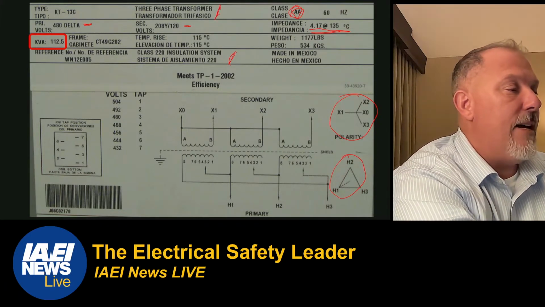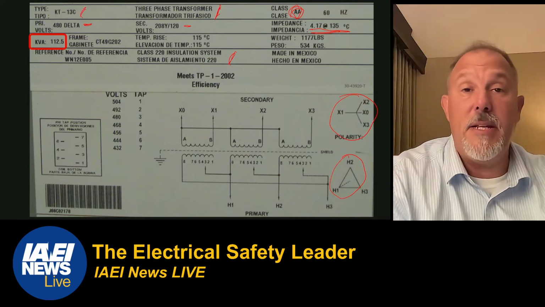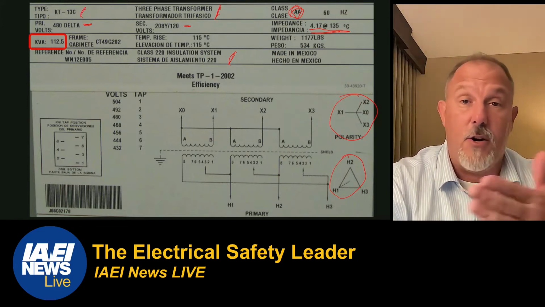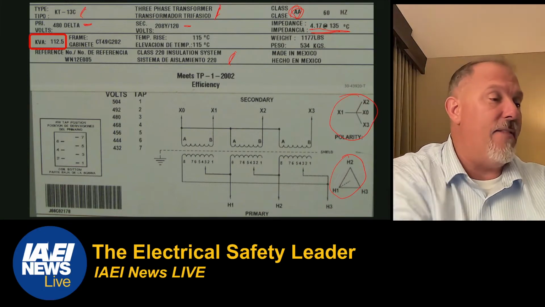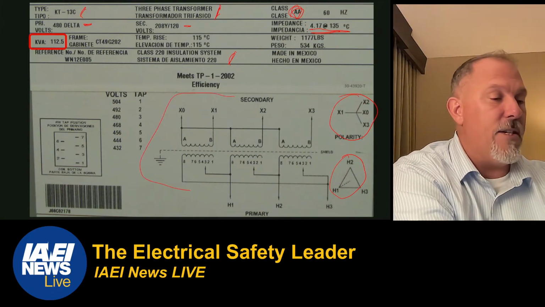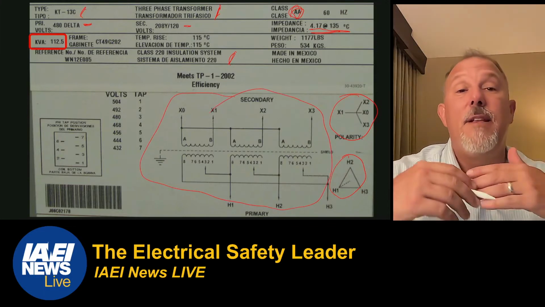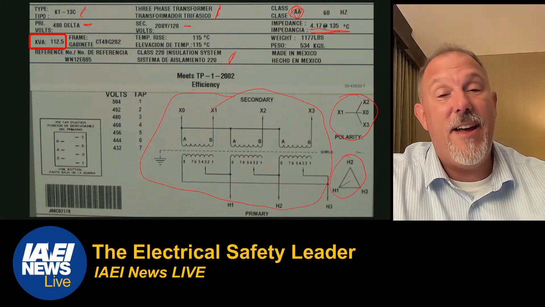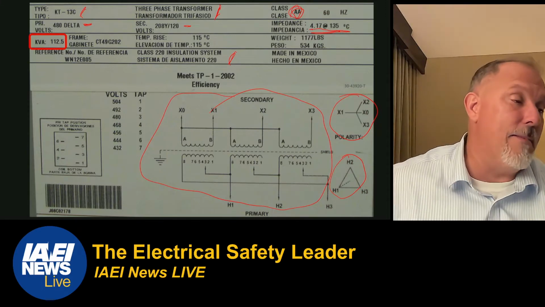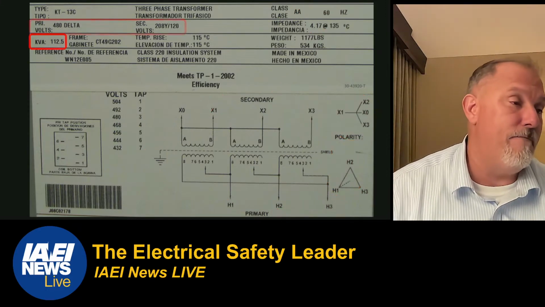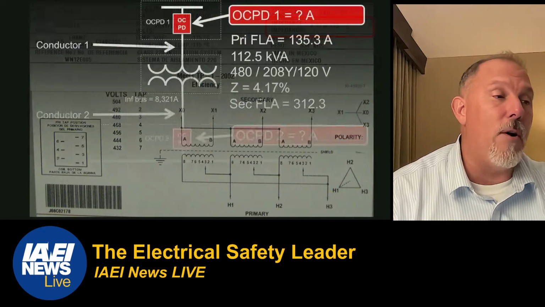I have my type, KT13C. That's going to mean something with regard to efficiencies and all that based upon the manufacturer's information. I even have a schematic down here. This is right off the nameplate. If you have the luxury of having a nameplate, that's great. But a lot of times in the design phase, we don't have that. So we grab our information.